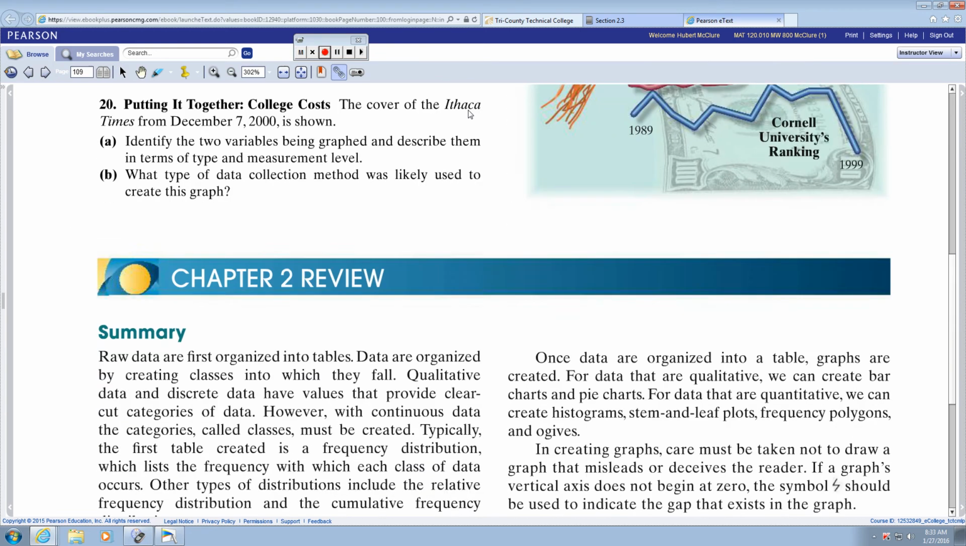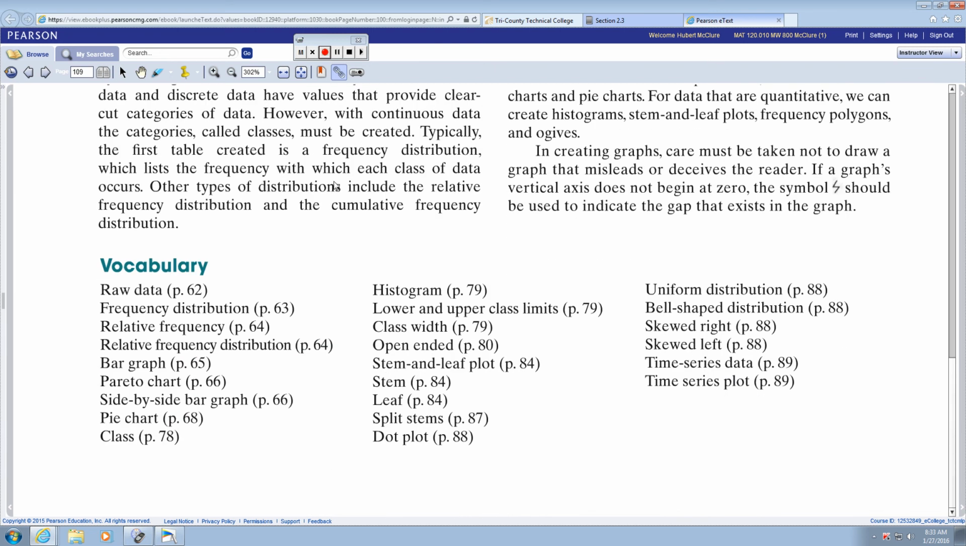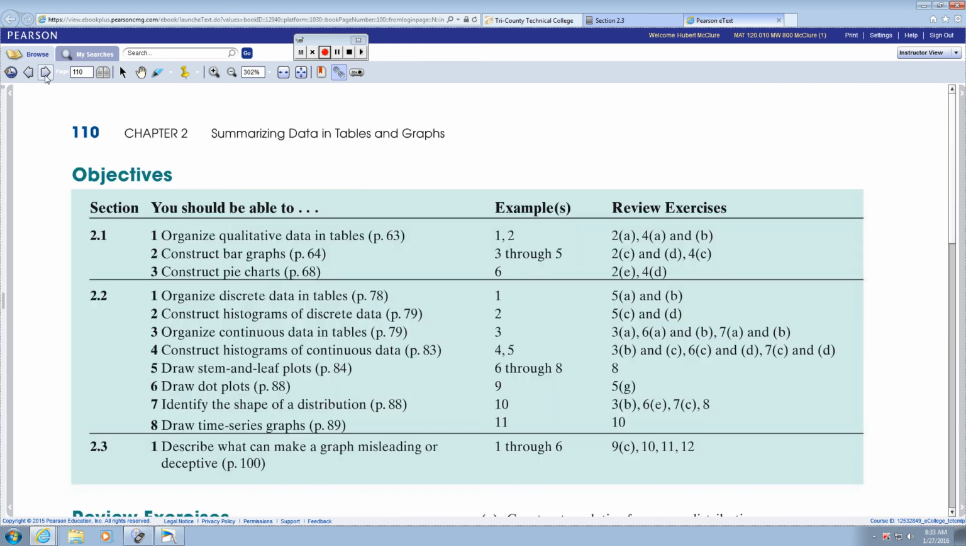Okay, that's it. Chapter 2. You think we're in chapter 3 already? That means we're fixing to go into math. What page is it on, Mr.?